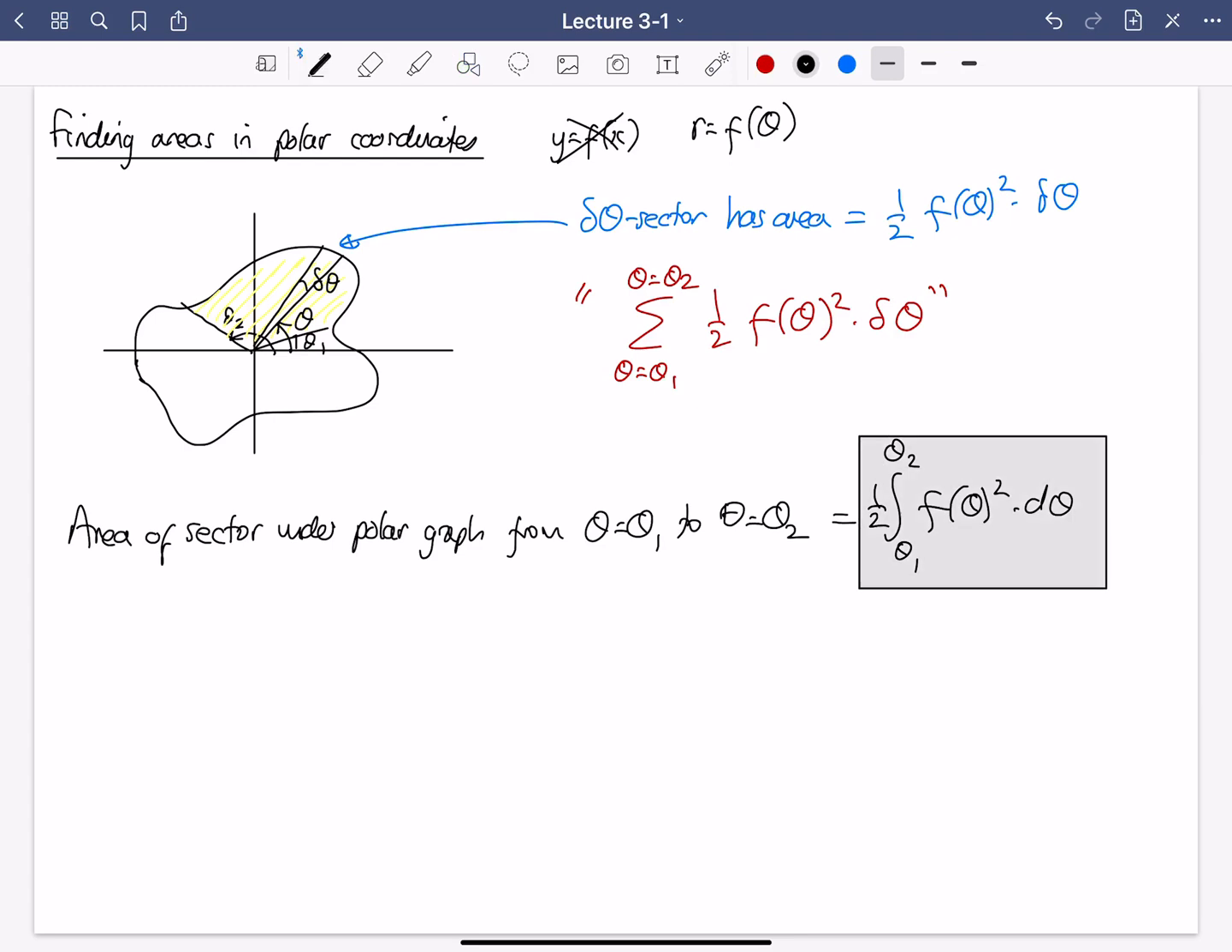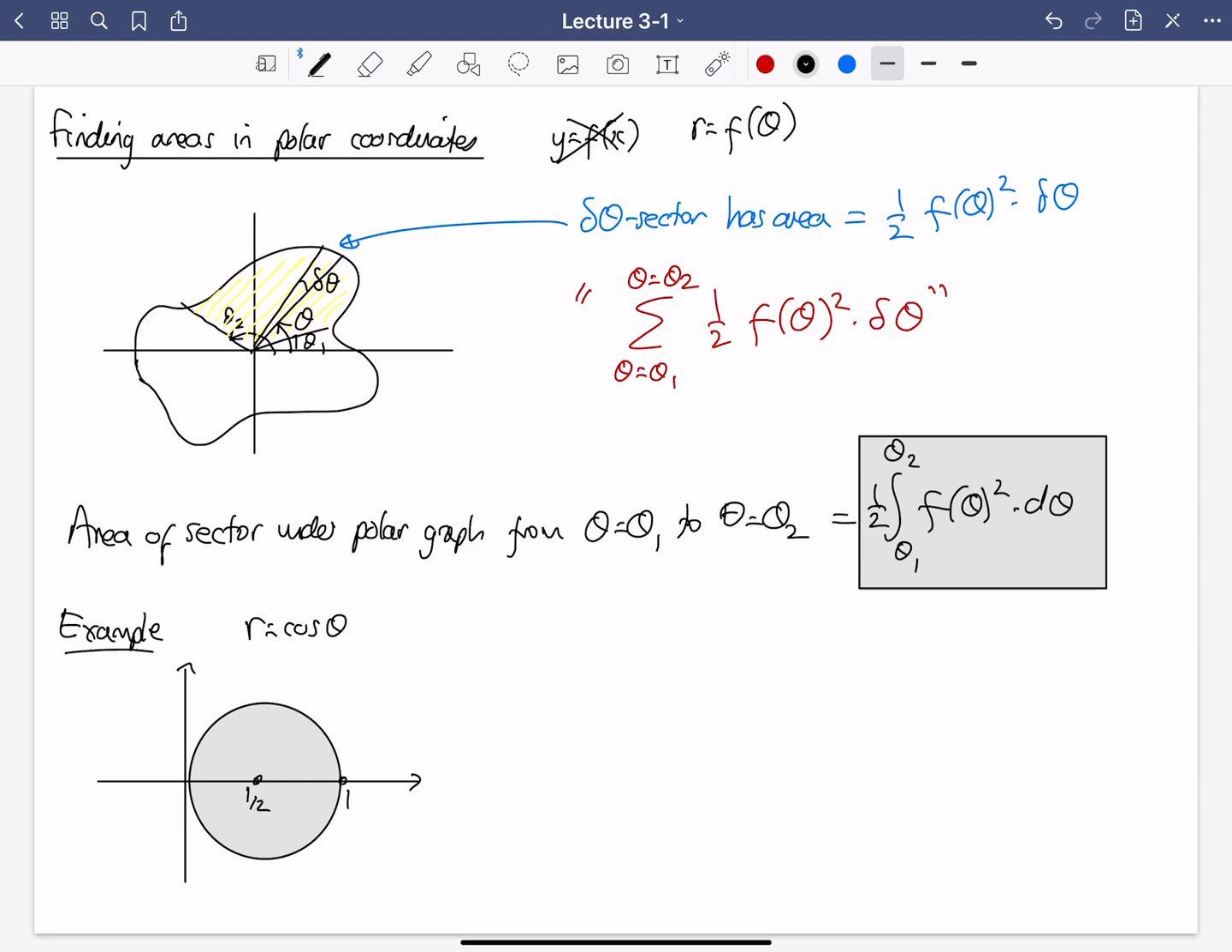So I'm just going to do one example of this. And the example I'm going to do is the curve that we sketched last time. That was the polar graph of the circle. It was a slightly interesting circle. The equation was r equals cos theta. And if you remember from last time, that was the circle centered at a half, of radius a half.